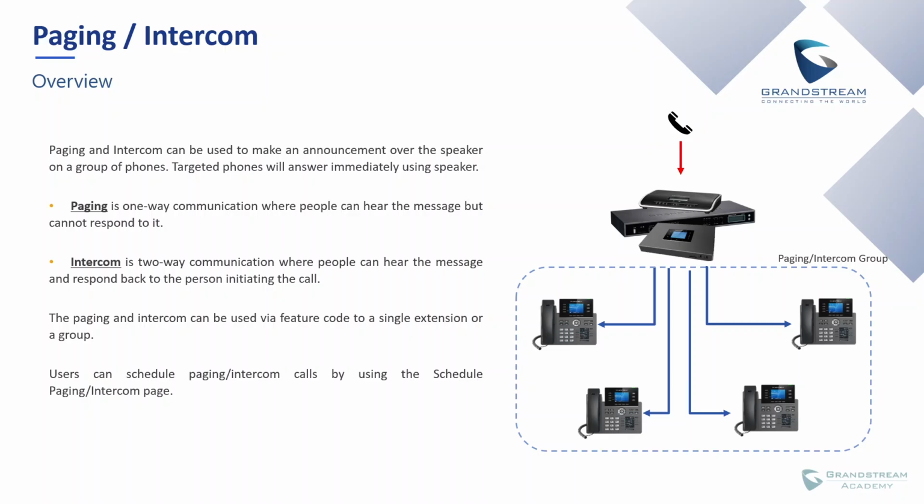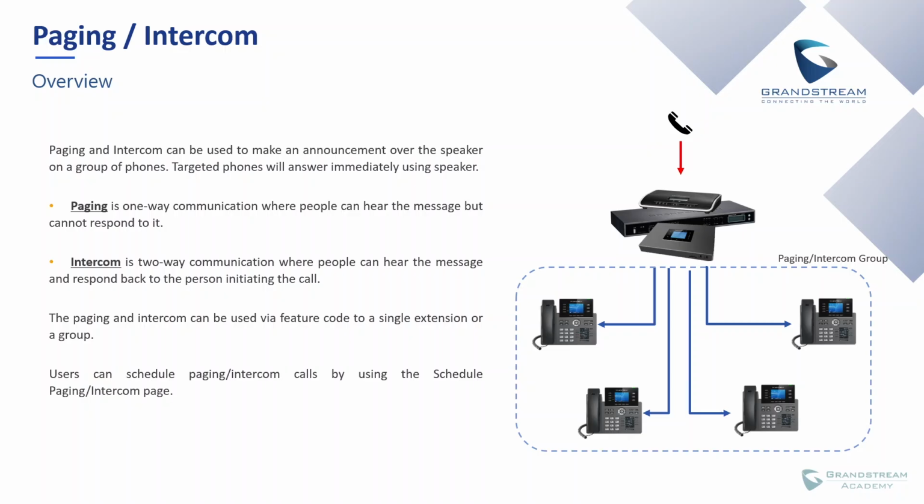Paging allows users to ring a group of extensions and make an announcement via the phone speaker. The called party will not need to pick up the handset as the audio will be played via the phone speaker. The person paging will not hear any audio back from the people being paged. The intercom feature allows a phone system user to make an announcement to a single or a group of extensions. In this scenario, the audio is two-way and the called party can respond immediately without picking up the handset. Paging and intercom can also be scheduled on the UCM and you can choose the right prompt as the announcement.